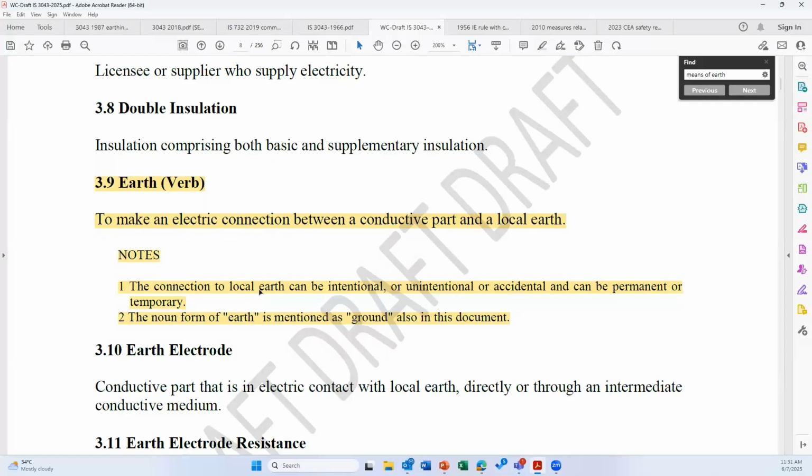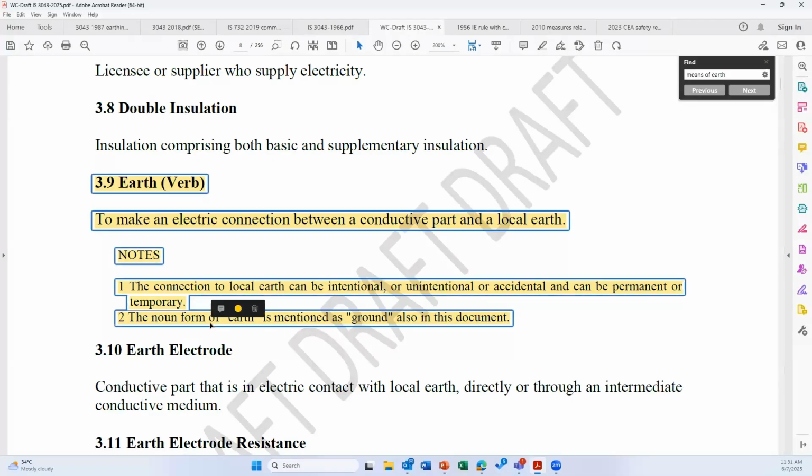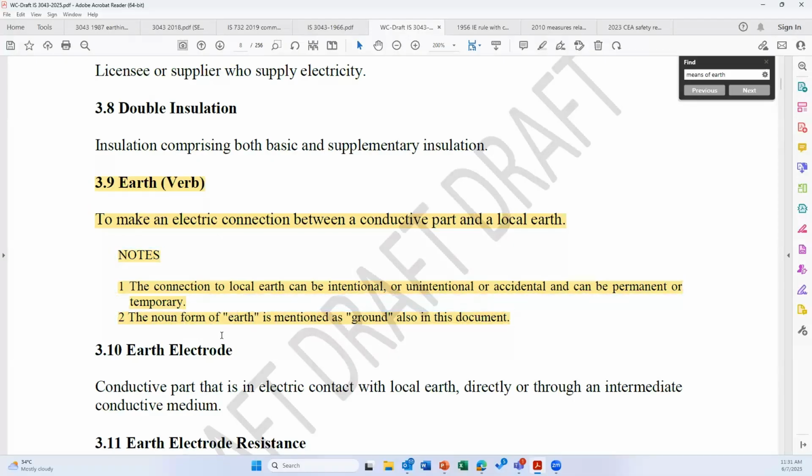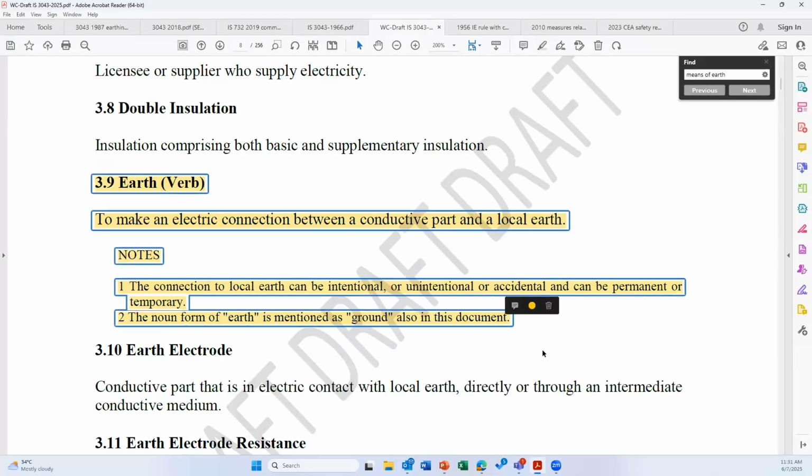Note the connection to local earth can be intentional, unintentional, or accidental, and can be permanent or temporary. Now, very interesting, you can see here the noun form of earth is mentioned as ground also in this document. For example, underground cables, UG cables, or underground connections.